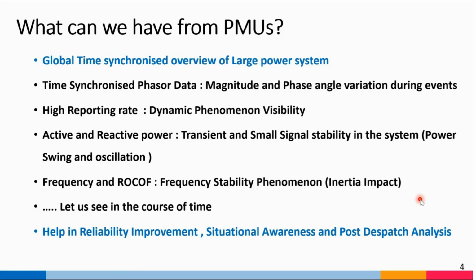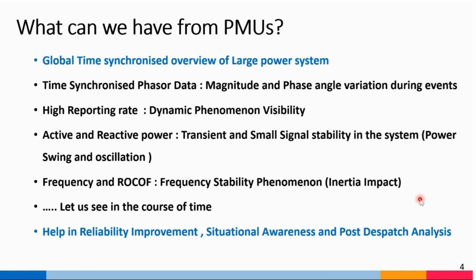Let us say a fault is happening in the system. It occurs within milliseconds and will last for approximately 60 to 70 or 100 milliseconds. You are able to capture these kinds of dynamics, and subsequent to that there will be electromechanical oscillation in the system, not the electromagnetic transient, because a PMU will not be able to capture the electromagnetic phenomena. It will be able to capture the electromechanical phenomena in the system, like oscillation, power swing, and all these activities.